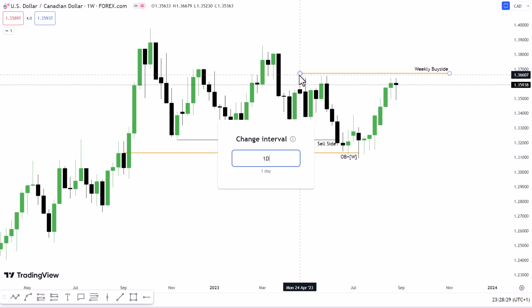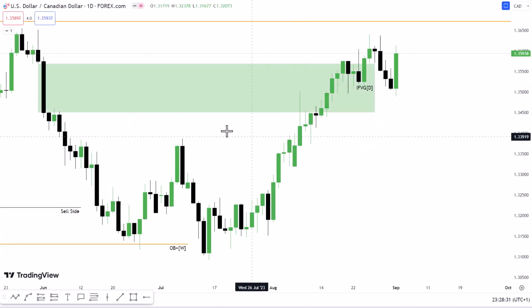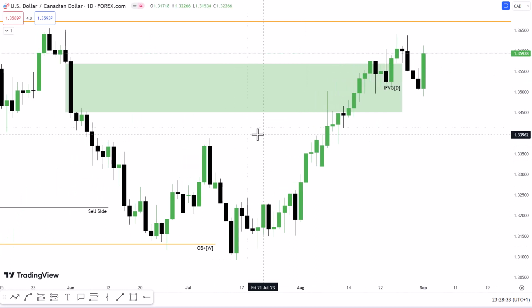And then on our daily time frame, this is what we saw for last week. Last week I mentioned that this is a fair value gap. Remember, a fair value gap is when we have 3 candles: 1, 2, 3. Look at candle 3, the high of it, and the low of candle 1. Extend that to the right. That is our fair value gap. This whole gap here is a fair value gap.